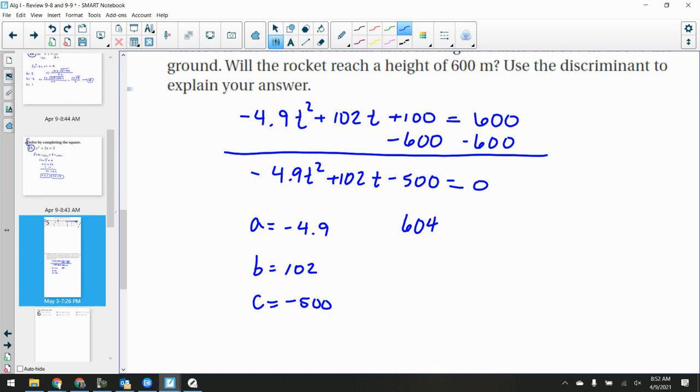Now this 604. What do I care about in that? Do I care about the fact that it's 600? No, I really don't. What do I care about? Right, and that it's what? Positive. That's what I care about. I care about the fact that this is positive. If this is positive, will it have solutions? Yes. So it will reach 600. It will reach 600 meters. Why? Because this is a positive number.